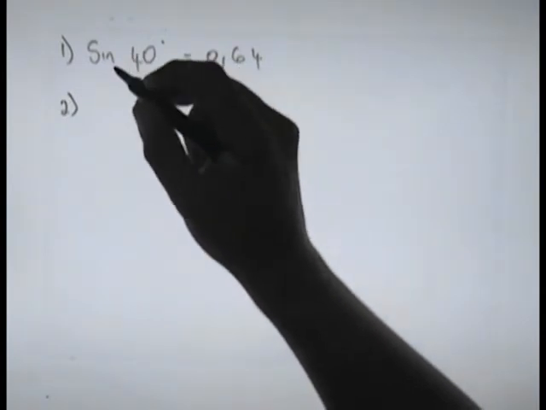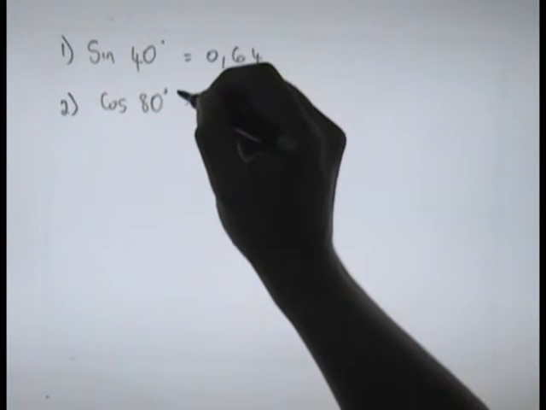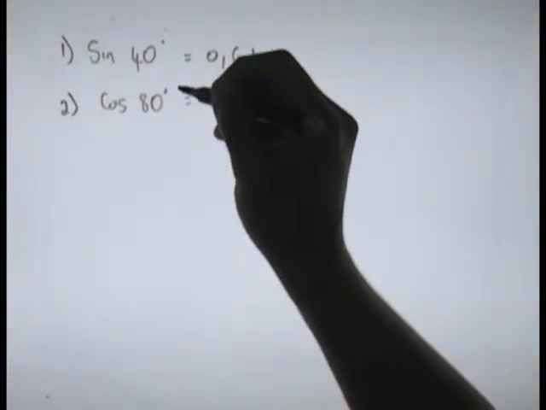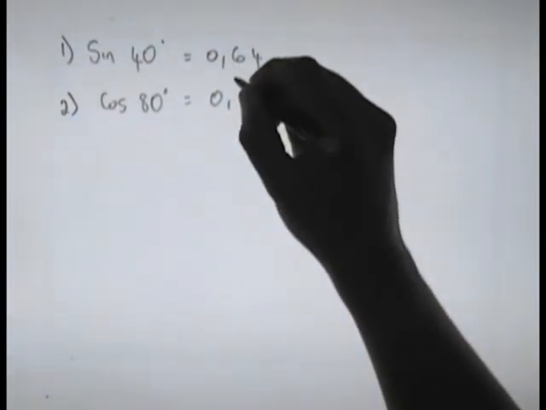The second one was cos of 80. Cos of 80 degrees, again just type it into your calculator as cos of 80, which will give you an answer of 0.17.